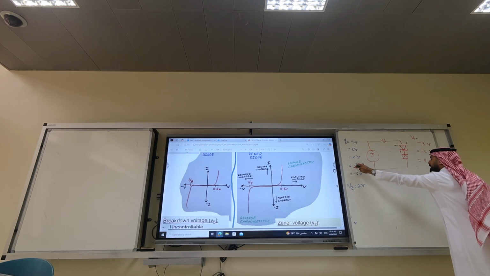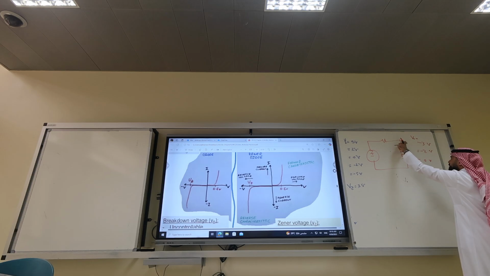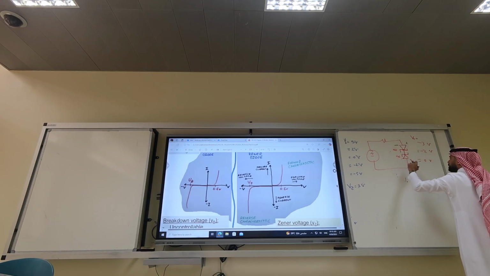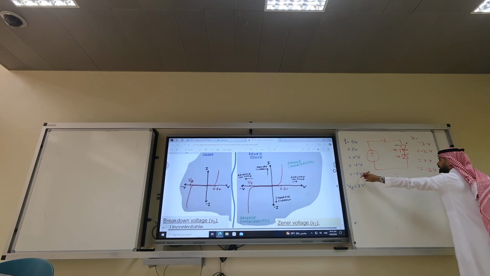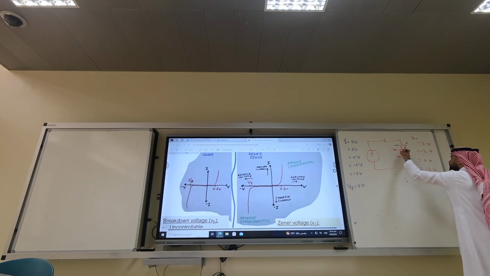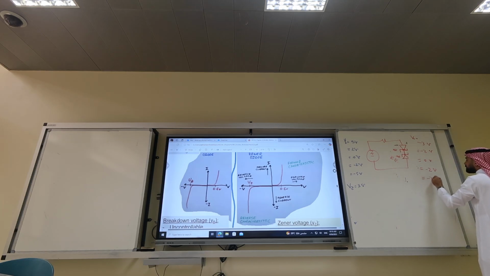What will happen if I apply minus 2? This will be regulated, this will be minus 2, this will be open, this will be short circuit. So this will be on, this will be off. Then this will be open circuit, this will be short circuit, so the output is minus 2. What will happen if I apply minus 5? This will be reverse breakdown, and this will be off. So what's the output? Minus 3.